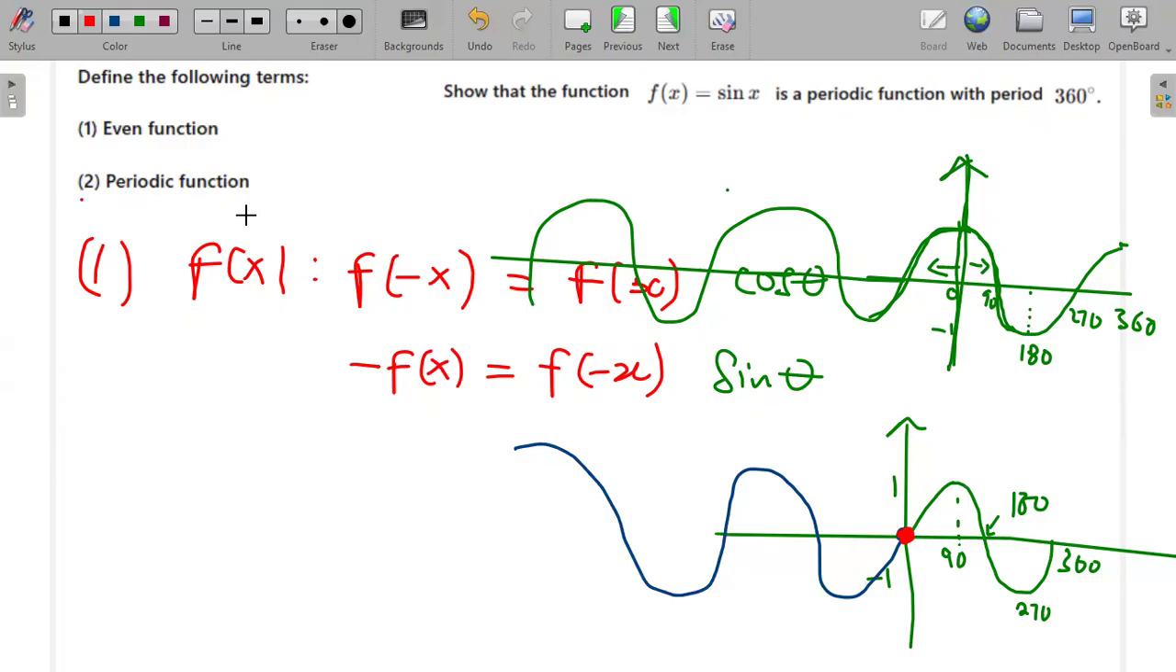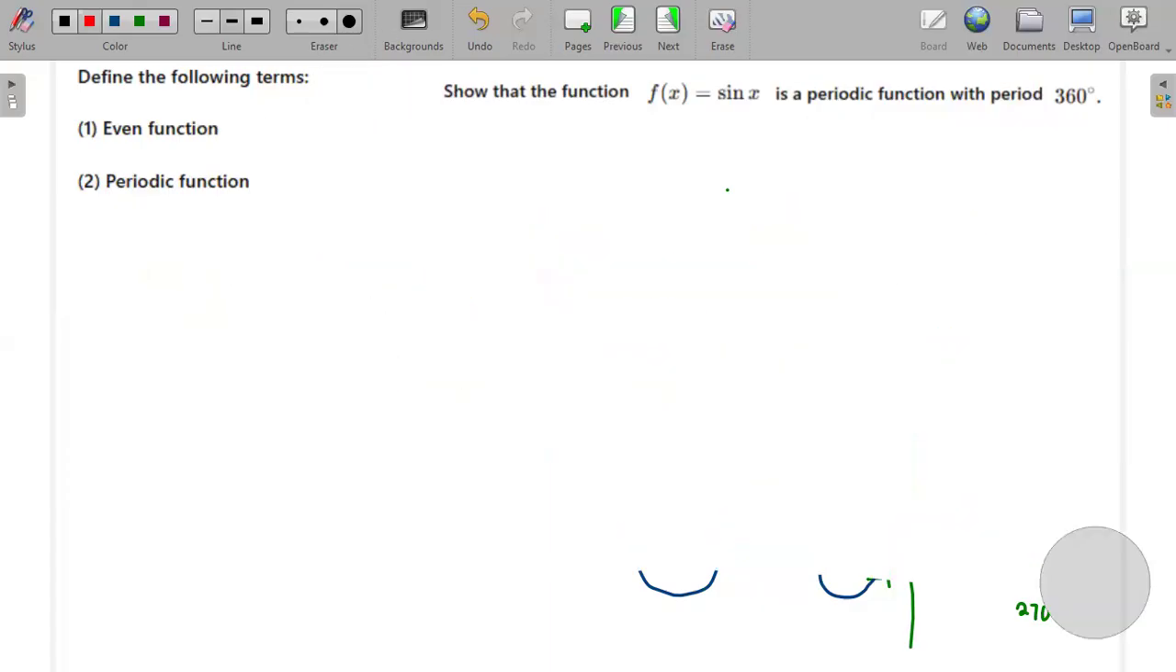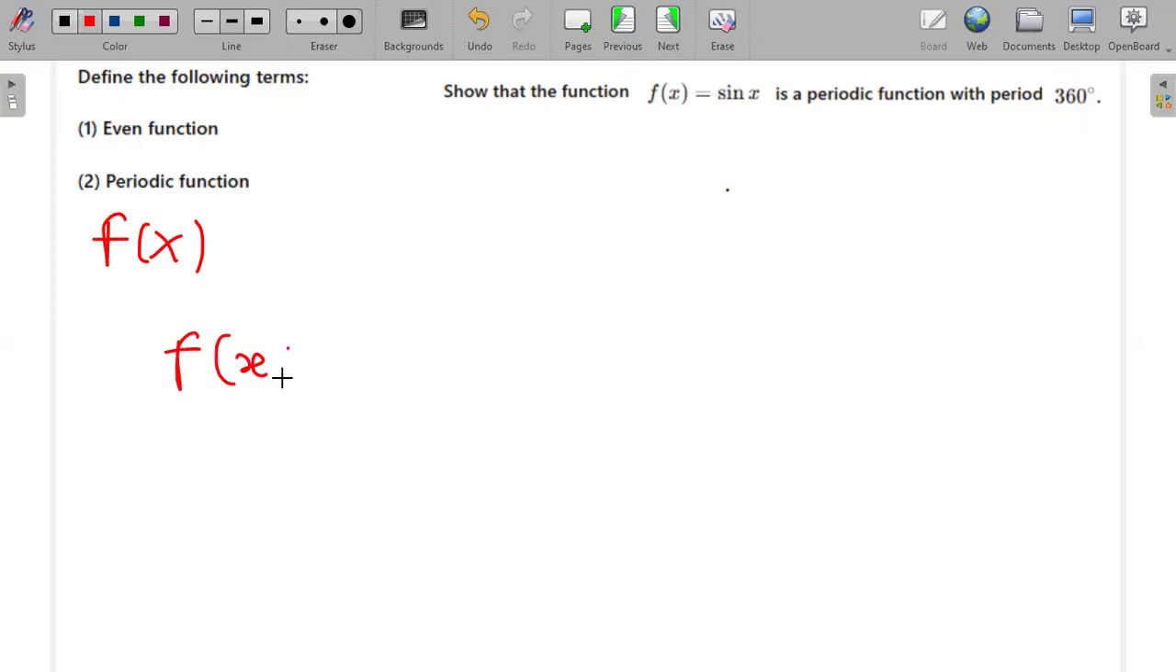And then the other question there was to define what a periodic function is. So let's define a periodic function now. I'm going to say a function f of x is called periodic if there exists a positive number t such that f of x plus t is equal to f of x.